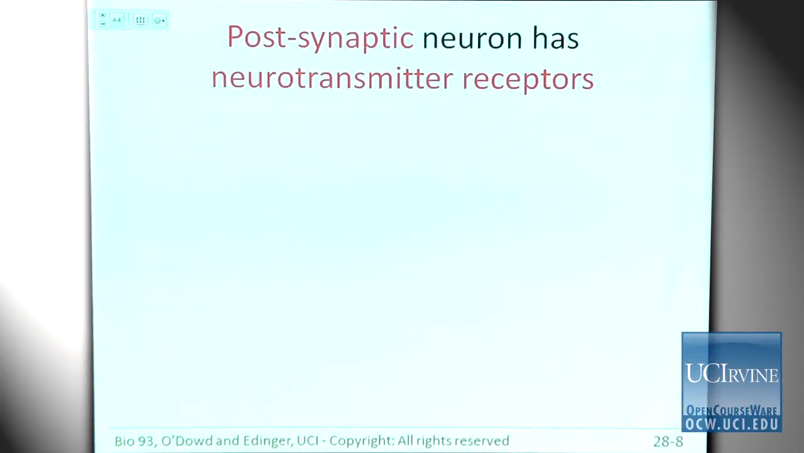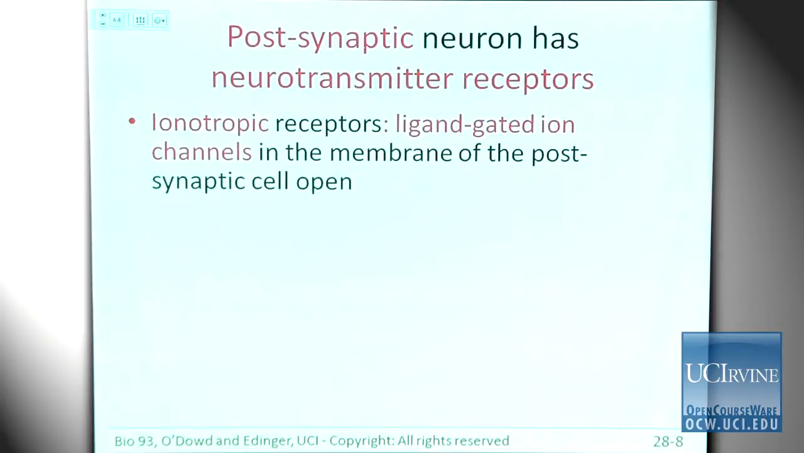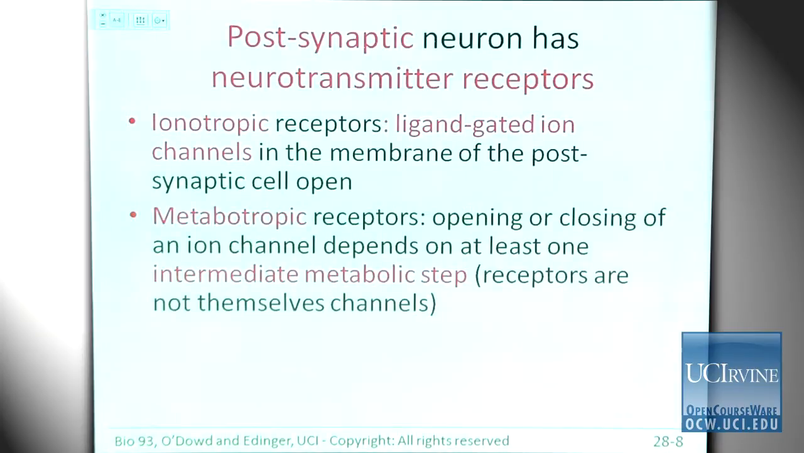We talked about the postsynaptic neuron just a second ago as being the one that has the neurotransmitter receptors, and I mentioned the term ionotropic receptor. So these are receptors, transmembrane proteins, that when they bind to their neurotransmitter ligand, they open. They are ligand-gated ion channels. So when the ligand binds, the channel opens. And these are in the membrane of the postsynaptic cell.